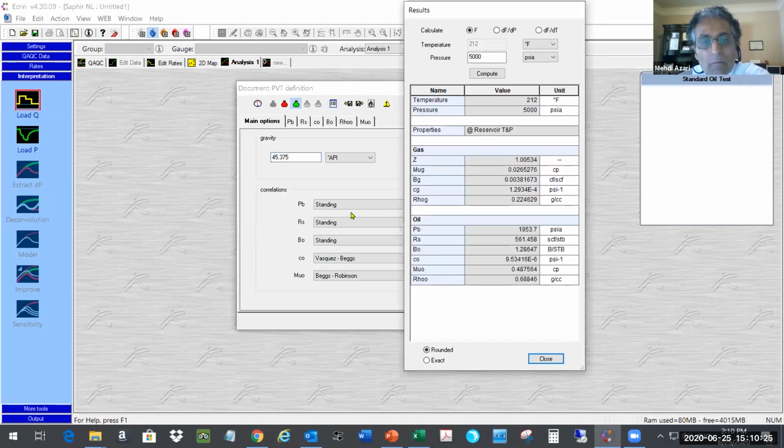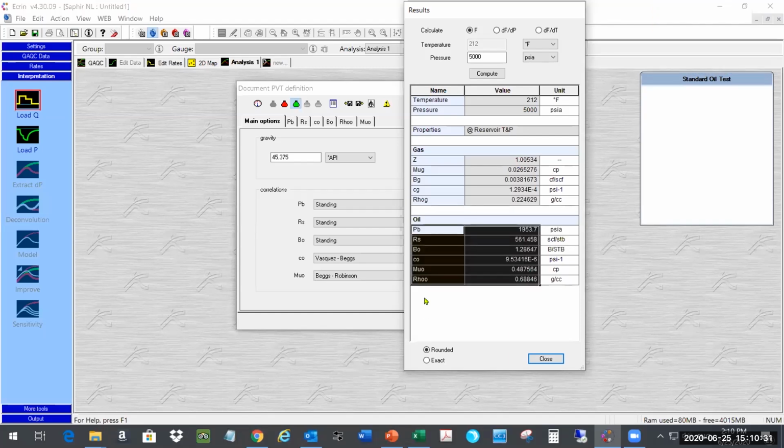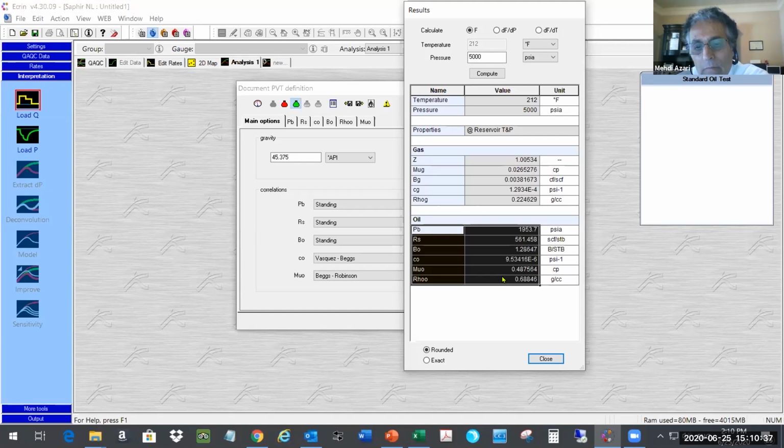Remember, this is for your oil. I usually, because we do the downhole sampling and I know the downhole density, use this downhole density to match, and then come up with the bubble point.